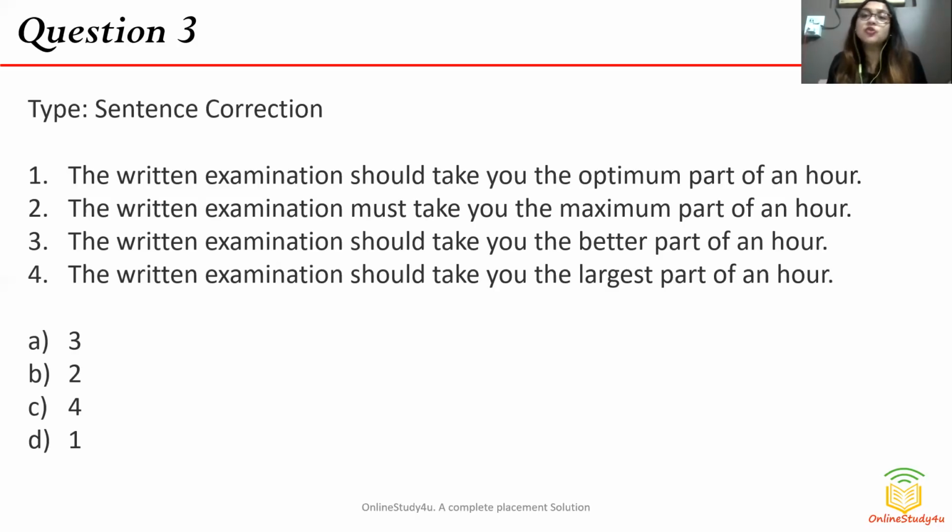So that leaves us with 2 answer options to consider. One is optimum part of an hour, and the other is the better part of an hour. Generally, colloquially, we say that they should take you the better half of your time, something like that. So definitely our answer option that we're looking at is 3. Now 3 pertains to A. So our correct answer option is A, that the written examination should take you the better part of an hour, right?